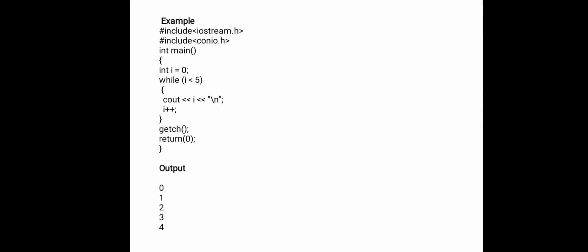So the while loop will be executed as long as i is up to 4. 4 less than 5, condition satisfied, it will print out the i value, that is 4. When the i value becomes 5, 5 less than 5, condition false, so it will come out of the loop. So we can see our output. It starts from 0 and prints until 4.